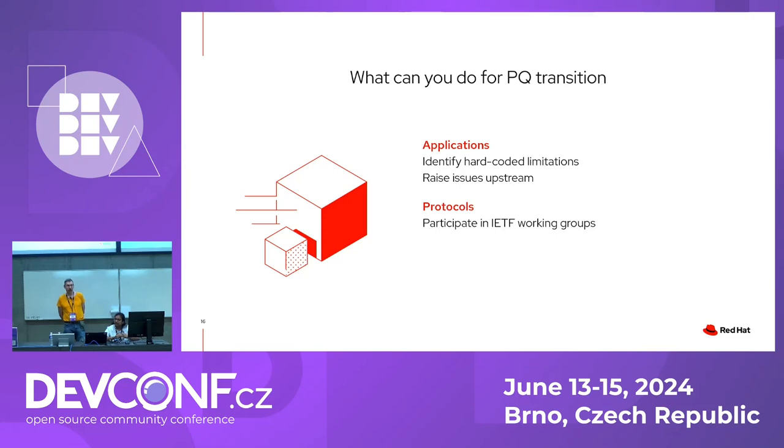So, last slide of my presentation: what you can do for the post-quantum transition. It's quite obvious. You can identify the hardcoded limitations in your applications and replace these limitations with a more generic API. You can raise the issues upstream. Well, the preferable way is not only to raise them, but also to fix them. And for those cases where there is a lack of specification at the protocol level, you should participate in protocol development work. Please join the IETF process. It's quite simple, though quite frustrating sometimes.